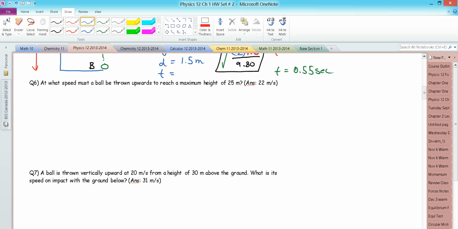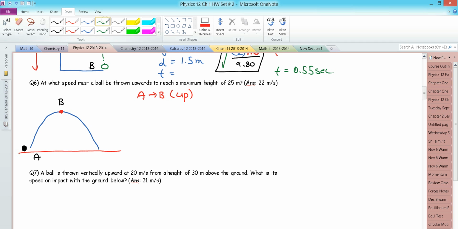All right, so for this problem, I'm going to draw a little picture. There's a ball. I'll call this position A, and I'll call this position B. I have a ball that starts at position A, and it's going to be thrown up into the air, and it's going to reach a maximum height, which is at point B. Put that in red. So hopefully you can see that from A to B, we're going in the up direction.